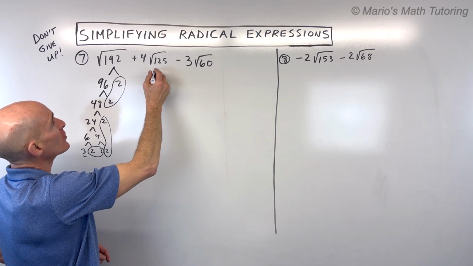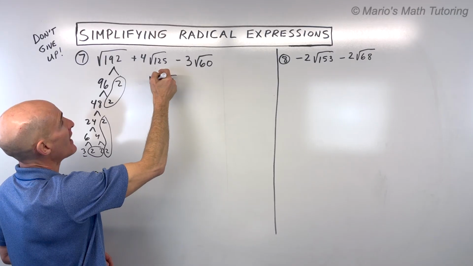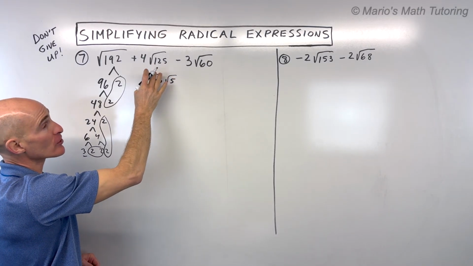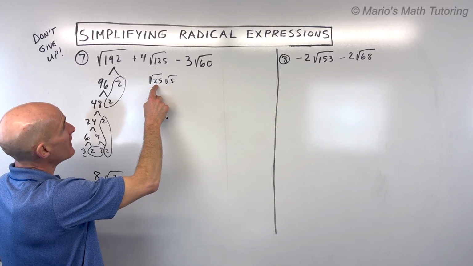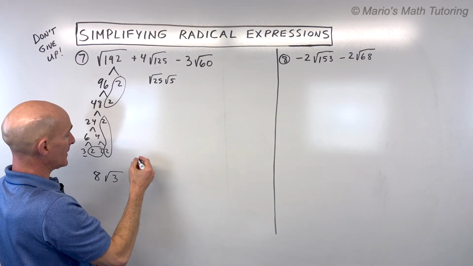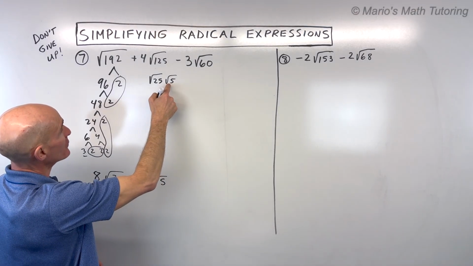And over here, square root of 125. Now this one jumps out at me that this is 25 times 5 is 125, because there's 5 quarters in $1.25. And the square root of 25 is 5 times this 4 is 20. So that gives us 20 times the square root of 5.